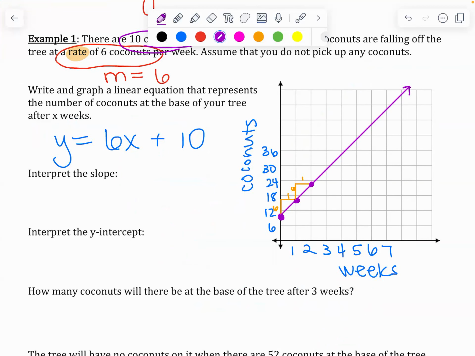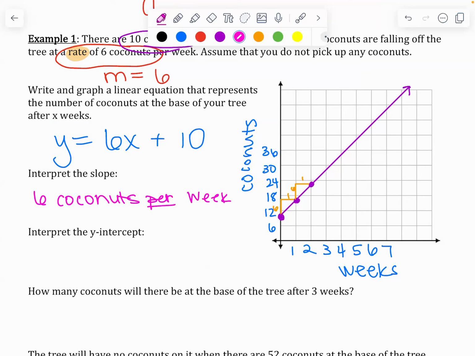So if our slope is 6, what does that stand for? 6 what? The x is weeks, but this is a rate of change. So it's not just coconuts. It's 6 coconuts per week. Your slope is going to have that word per, P-E-R, in it. It's going to be a rate every time. So in this case, it is coconuts per week.